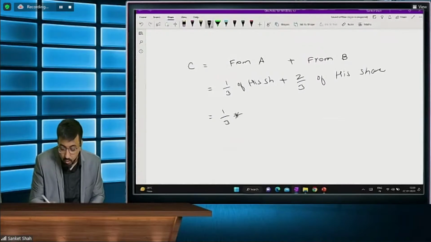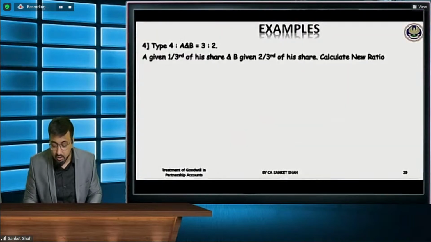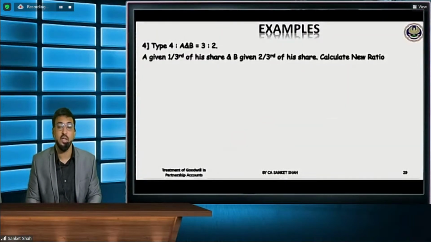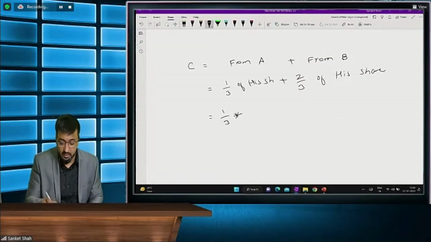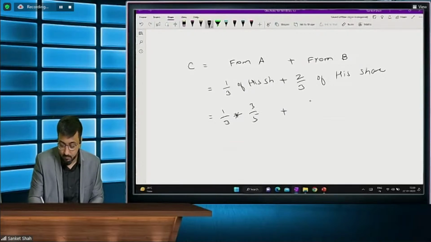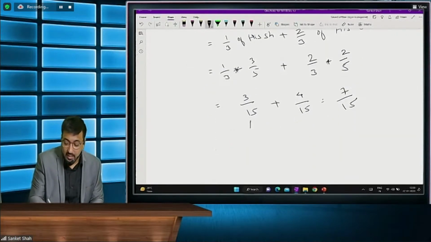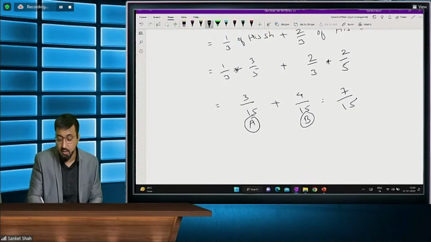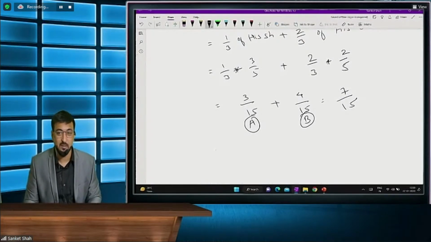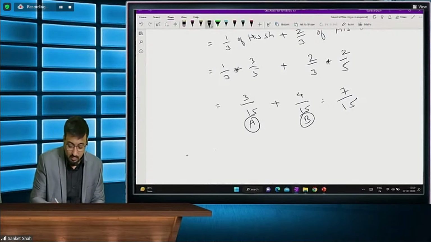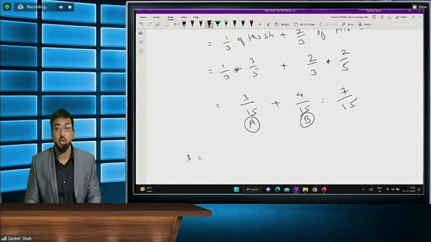One-third into what is his share? A's share is 3/5, old ratio. 3 chocolates out of 5, 2 chocolates to B out of 5. So 3/5 plus 2/5. So 3/15, 4/15, 7/15. So now A gives 3/15 share and B gives 4/15 share. Now 7/15 is of C.